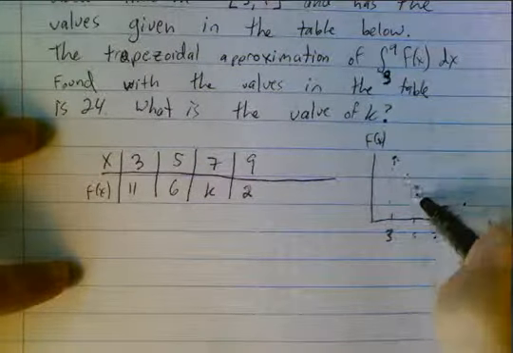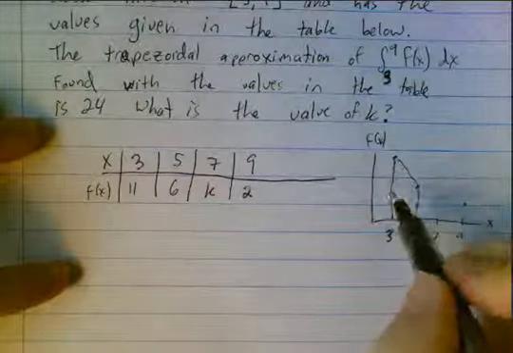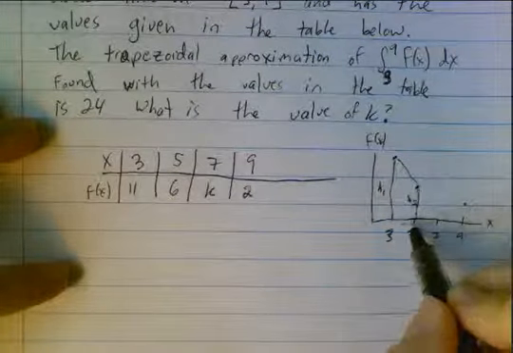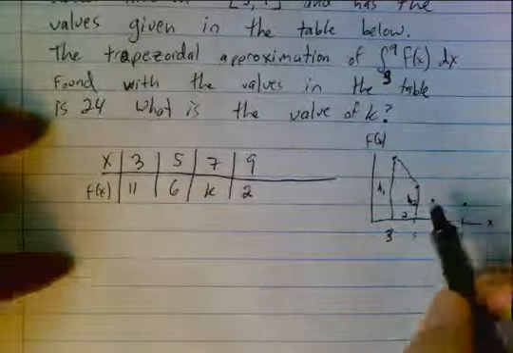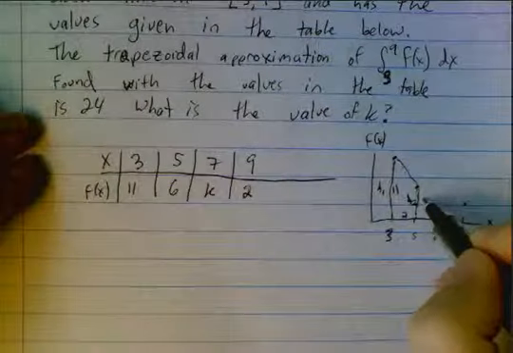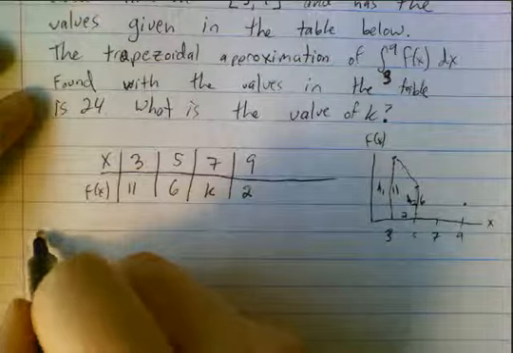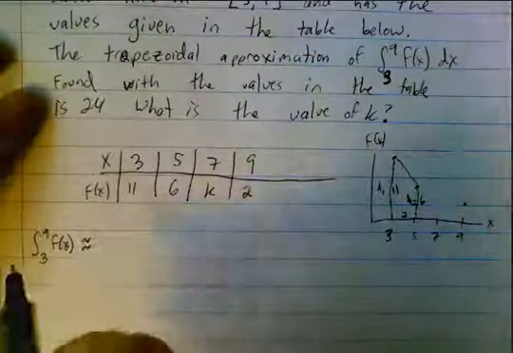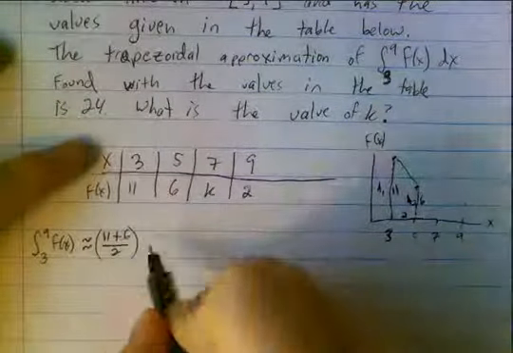So to do my trapezoidal approximation right here, what I'm going to do is I'm going to do this height plus this height divided by 2, and then times this width here, which from 3 to 5, we just go over 2. So each of these is giving me the height. So I know this height is 11, this height is 6. So my trapezoidal sum is going to be 11 plus 6 over 2, the average of those heights, times the width, which is 2.